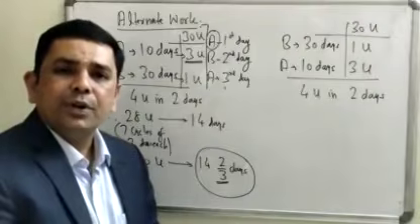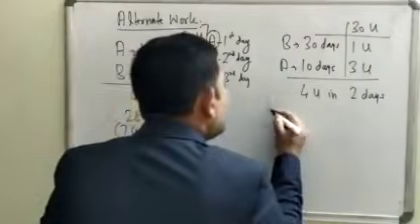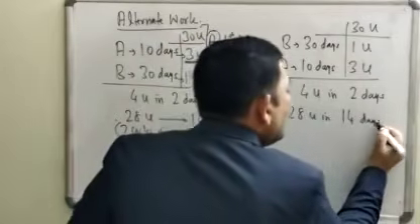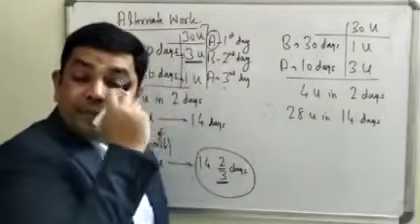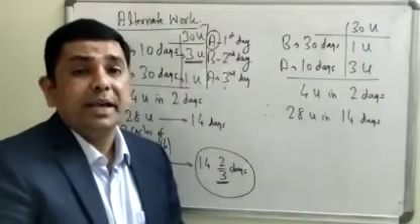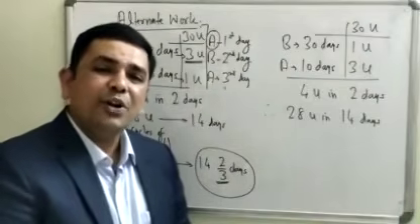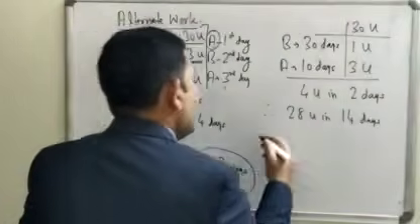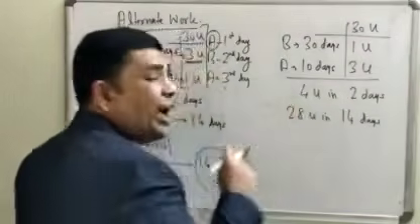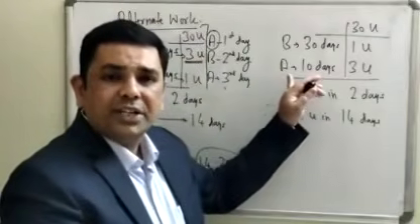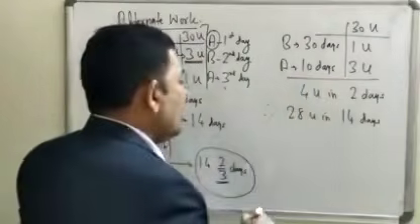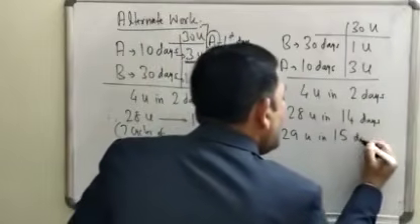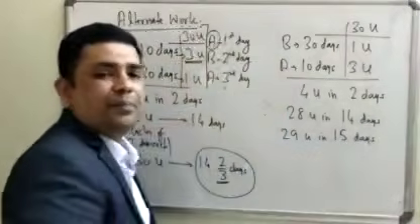So if it is 4 units in 2 days, therefore 28 units will get completed in 14 days. Who started the work? B started the work. Who is going to work on the 15th day? B will work on the 15th day. So, what is the efficiency of B? Now this is interesting. The efficiency of B is 1 unit. Therefore, 29 units will get completed in 15 days.